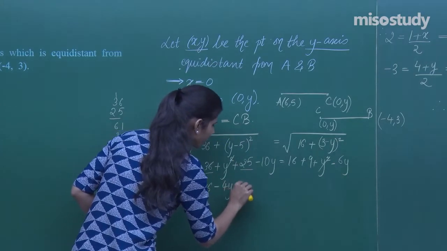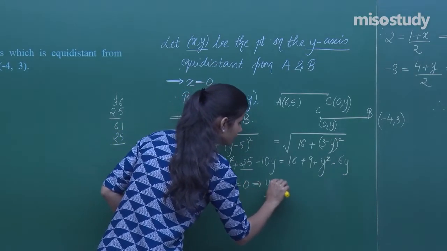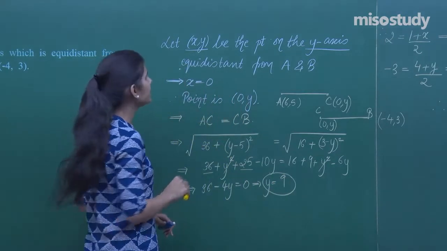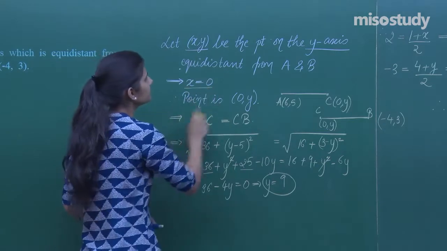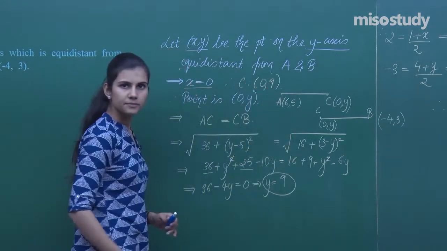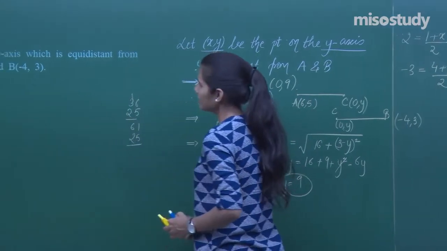36 minus 4y is 0, this implies y is 9. So the point which is equidistant from A and B is 0, 9. Therefore C is 0, 9. Clear? Let us look at the next question.